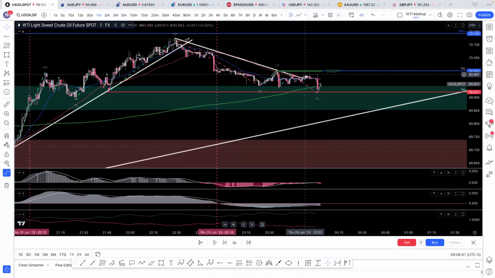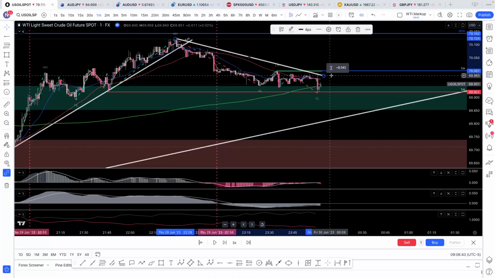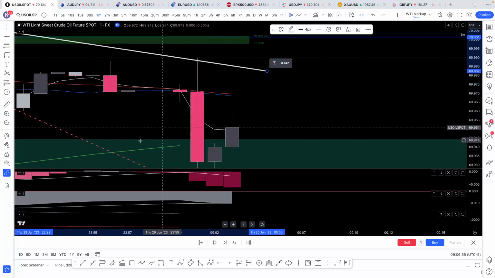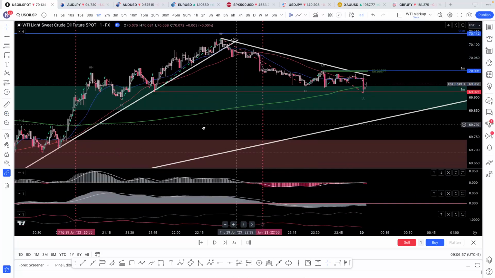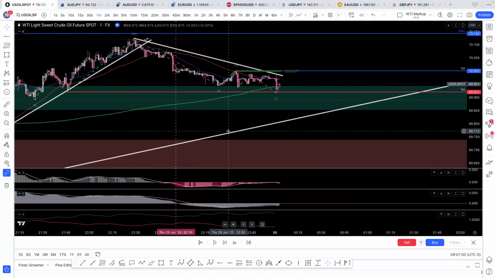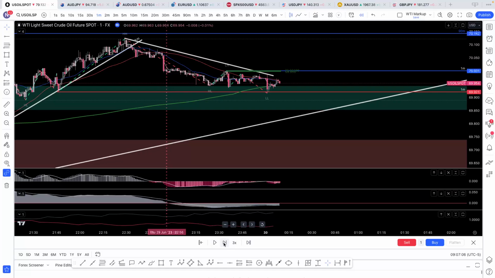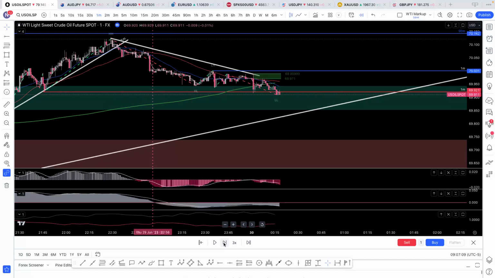Let me adjust this, a lower low being made, and did price or did my moving averages cross? Nope, they didn't cross. All right, cool. And I am going to continue playing this out. Okay, so I've got a 1 minute break here.